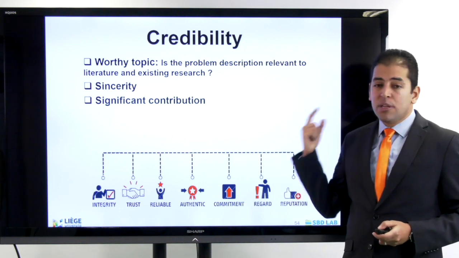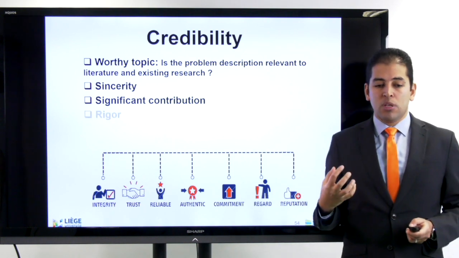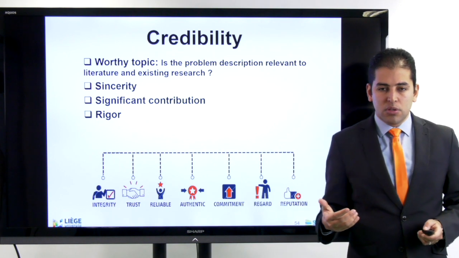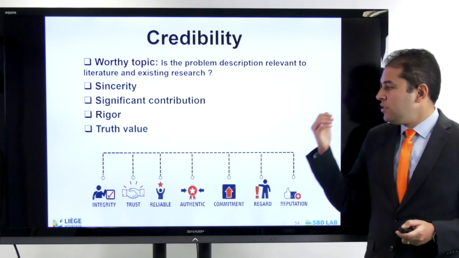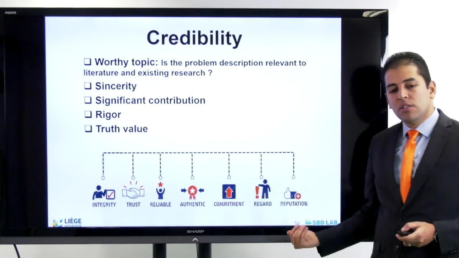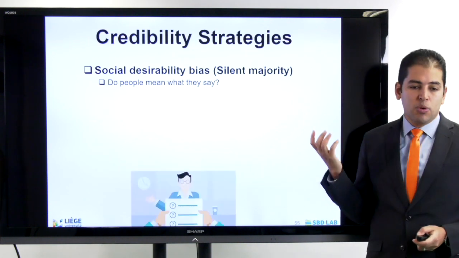You need to look at the significant contribution of the work that you are doing and the paper you want to publish. How rigorous was your approach in conducting the focus group discussion, and how descriptive and transparent were you? And you need to look at the truth value of what you are doing. So these are all values that you need to look at when you are doing focus group discussion to make sure that it is a credible work.